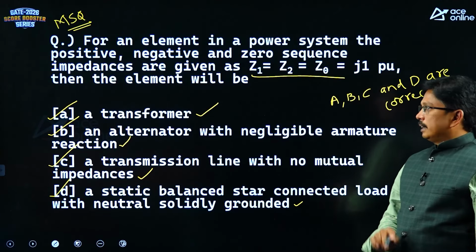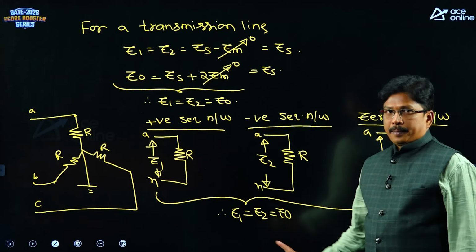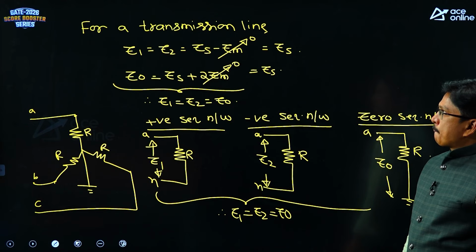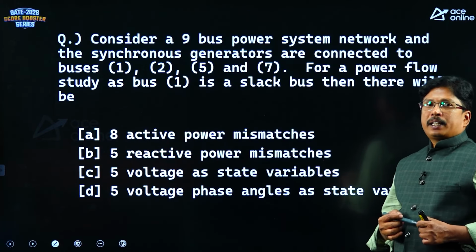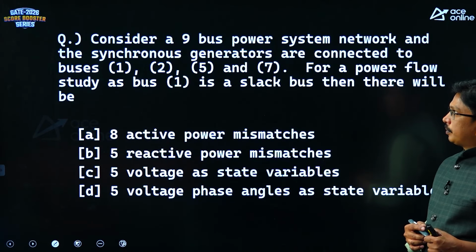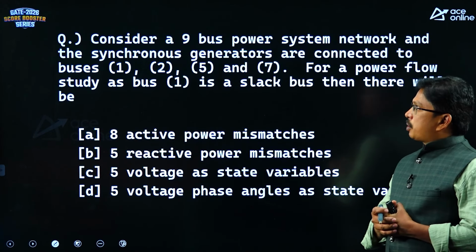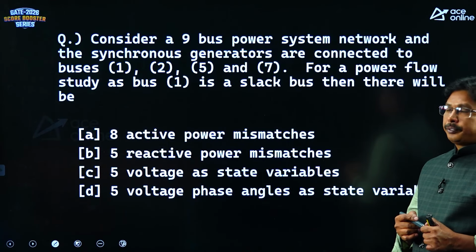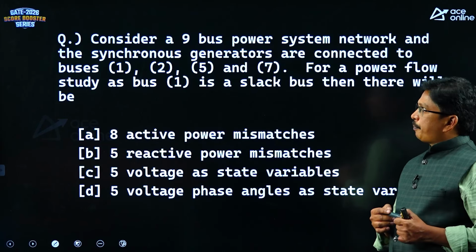Alright students, that is the first question, right? So now see the next question here. Just see the next question. One of the easiest questions related to the bus classification and the number of unknown quantities.